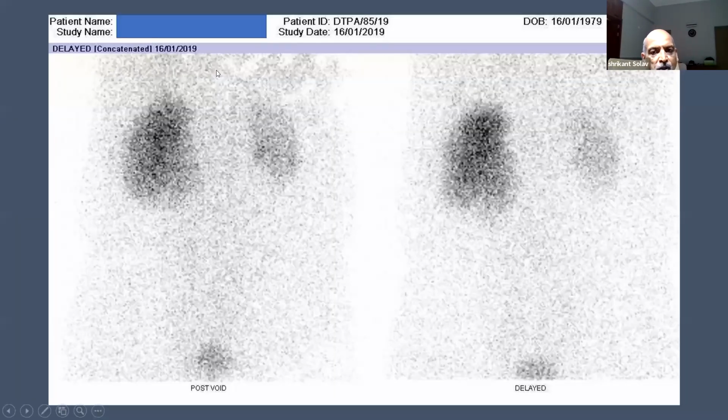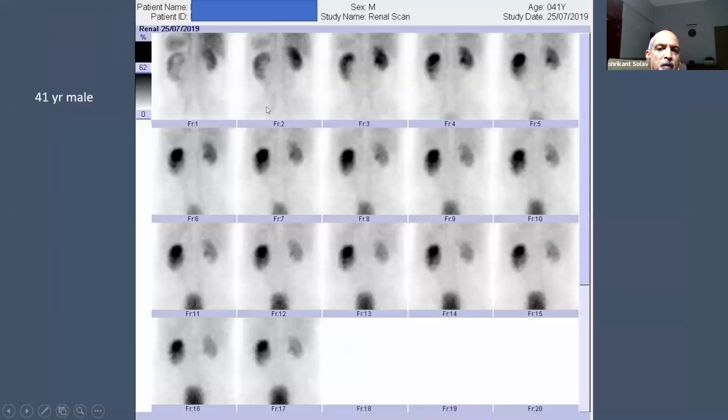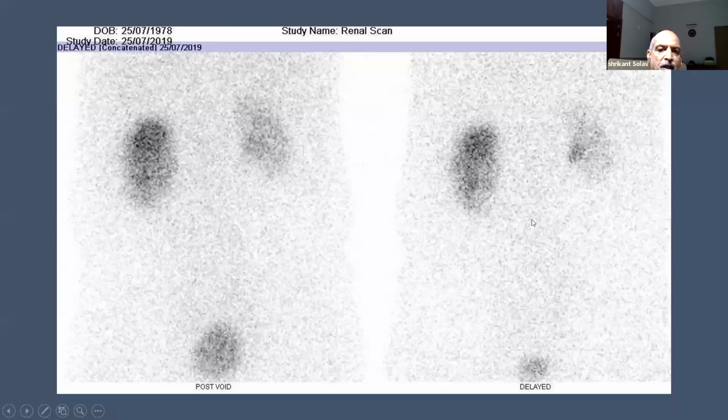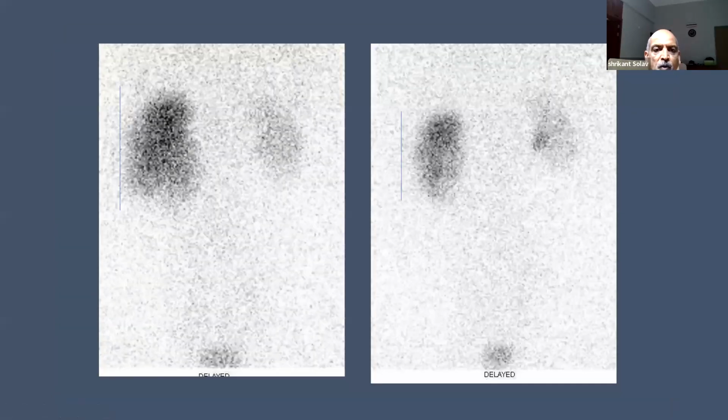This patient underwent, you can see here, retention in the post-void and delayed images. And this patient underwent pyeloplasty. And post-pyeloplasty, if you look at the renal functional contribution, it has improved to 35%. The counts between post-void and delayed have fallen. And if you look at the delayed image, there is some degree of retention still present.